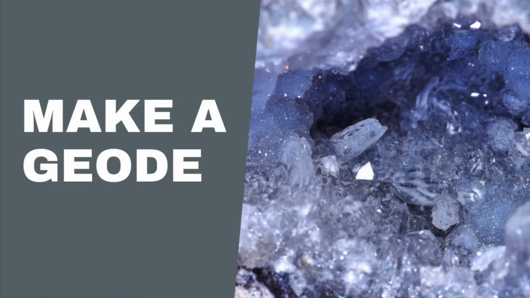Okay, so now we're going to be moving on to geodes and making fake geodes. So we're going to make a fake geode. I want you to have, like the page says, your liquid glue, the little piece of egg carton from your kit, and the little baggie of Epsom salt from your kit.